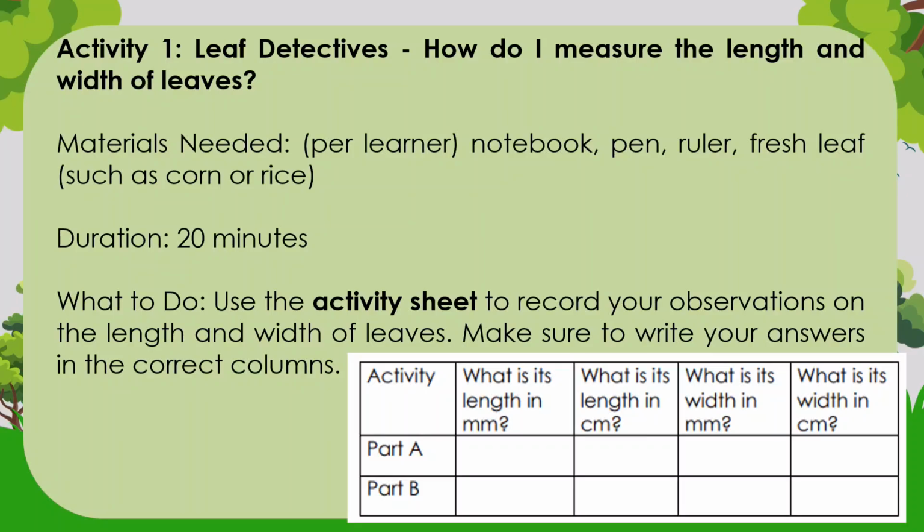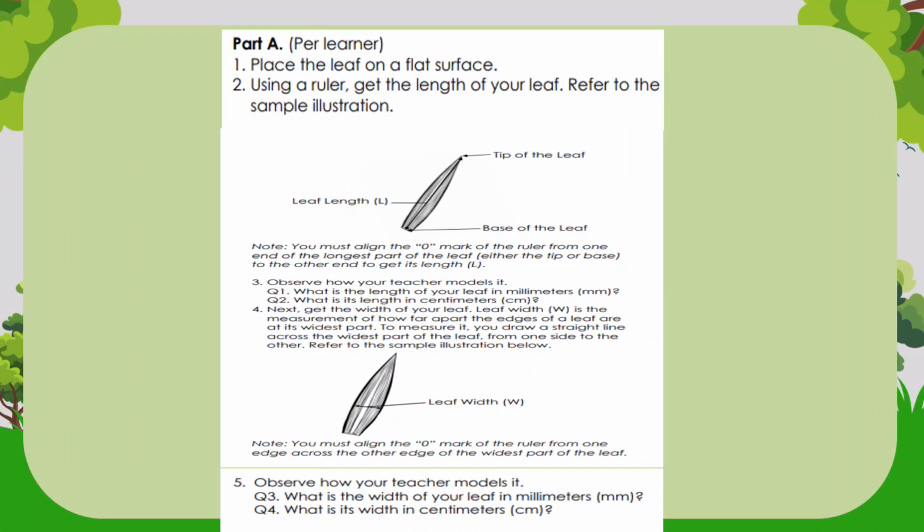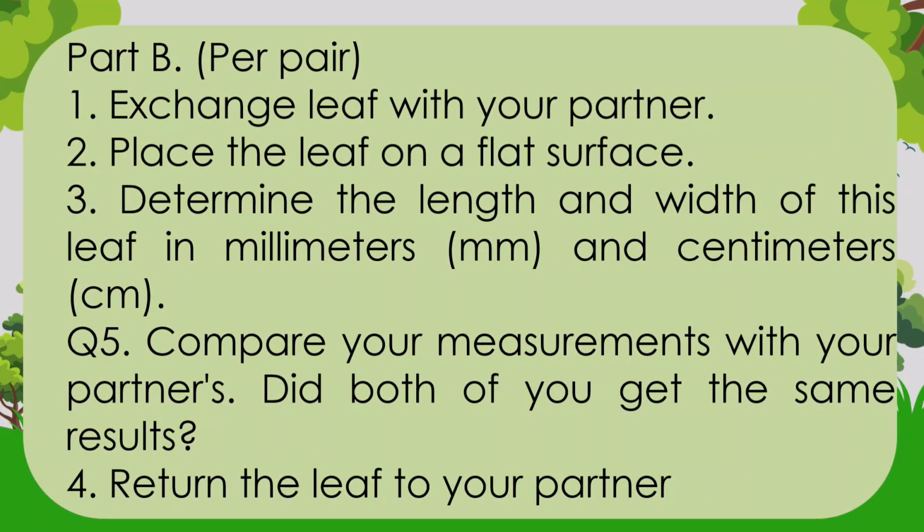Materials needed. Per learner, notebook, pen, ruler, fresh leaf, such as corn or rice. Our duration is 20 minutes. What to do? Use the activity sheet to record your observations on the length and width of leaves. Make sure to write your answers in the correct column. For part B, this is prepare.